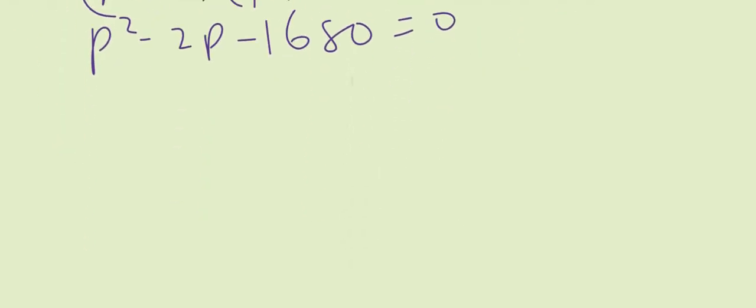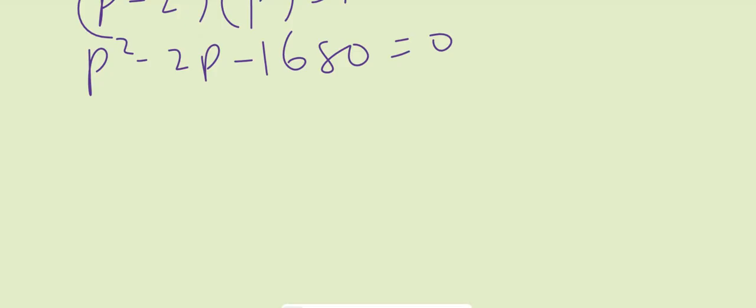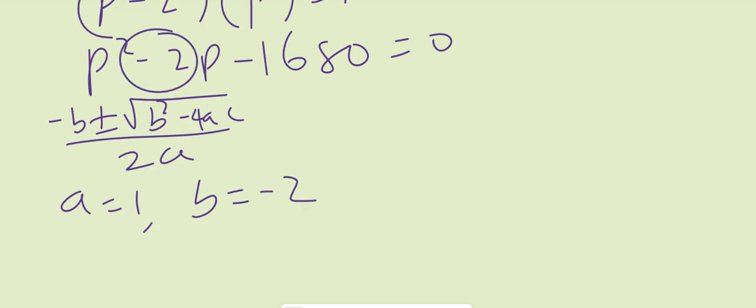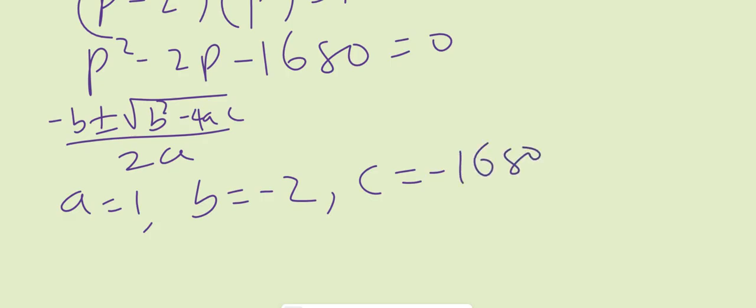Here I can use my quadratic formula to answer this, using minus b plus or minus the square root of b squared minus 4ac, divided by 2a. a is equal to 1, that's the coefficient of p squared. b is equal to negative 2, the coefficient of p, and the constant c is minus 1680. So let me substitute everything into the quadratic formula.